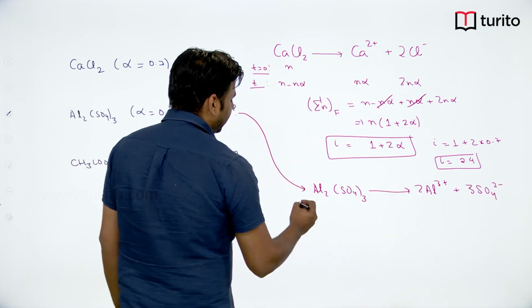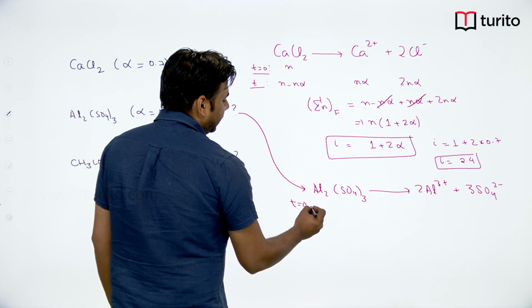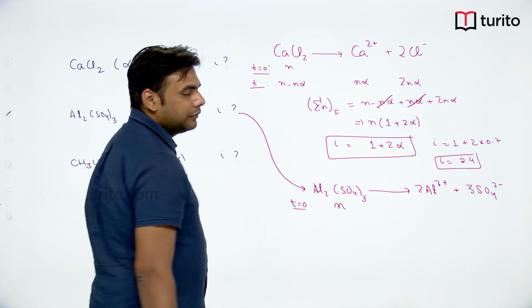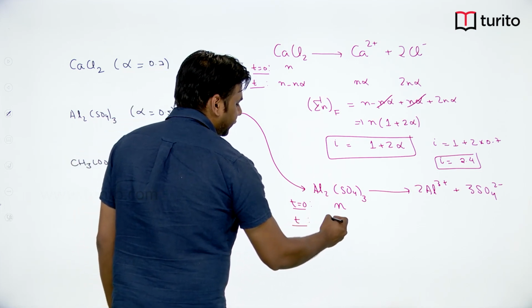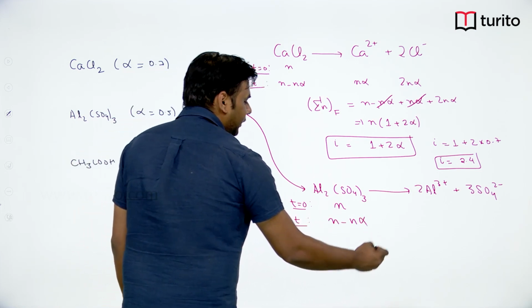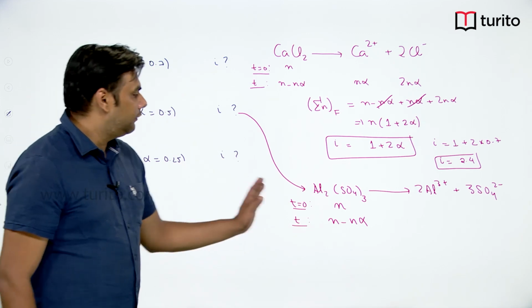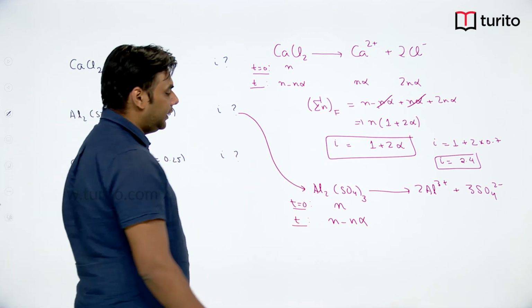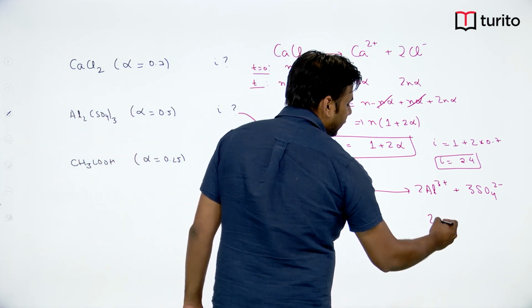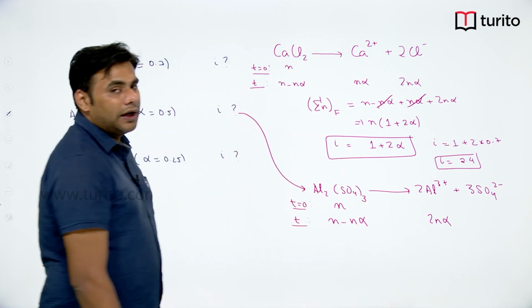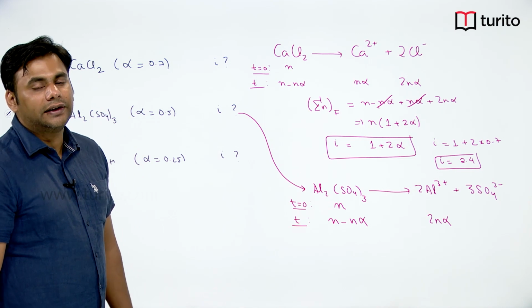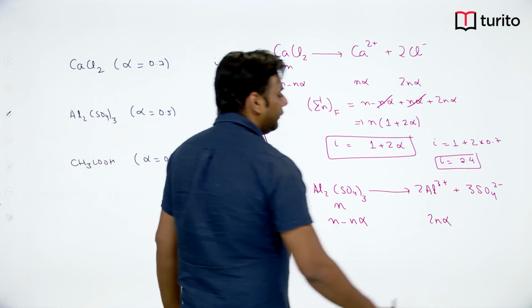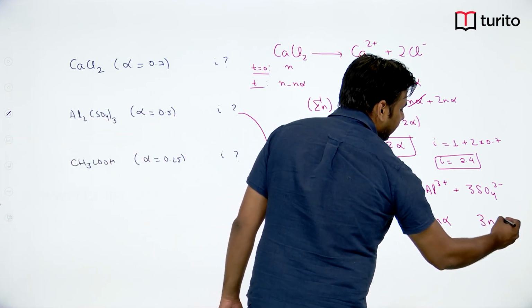So at time t equals 0, let us say that we have n as the number of moles. Alpha is the degree of dissociation, so n alpha would dissociate, and we will get n minus n alpha. 1 mole of this is forming 2 moles of Al3+, so n alpha which was decomposing would form 2n alpha. 1 mole of Al2(SO4)3 was forming 3 moles of sulfate ion, so n alpha which would decompose would give us 3n alpha.